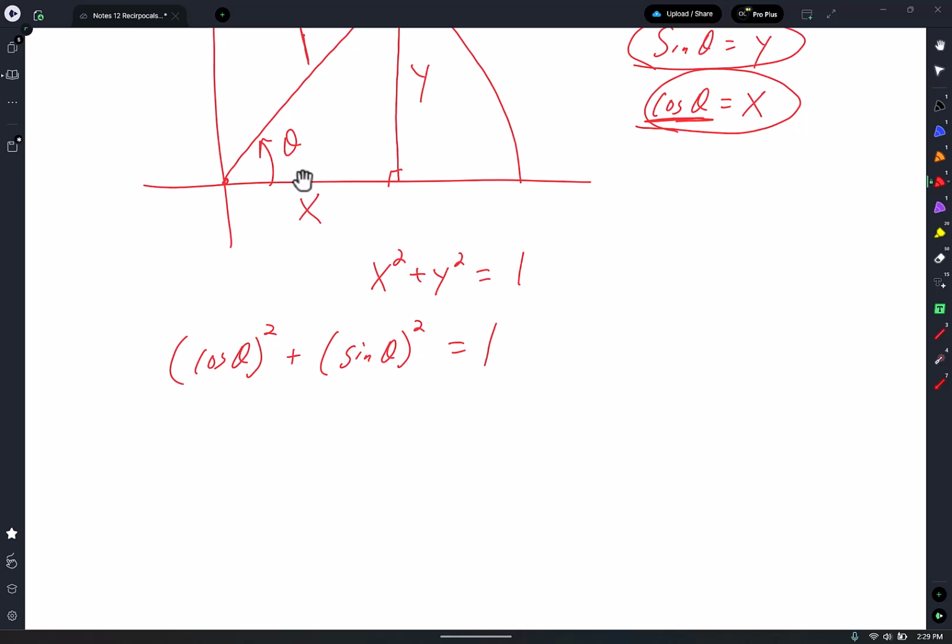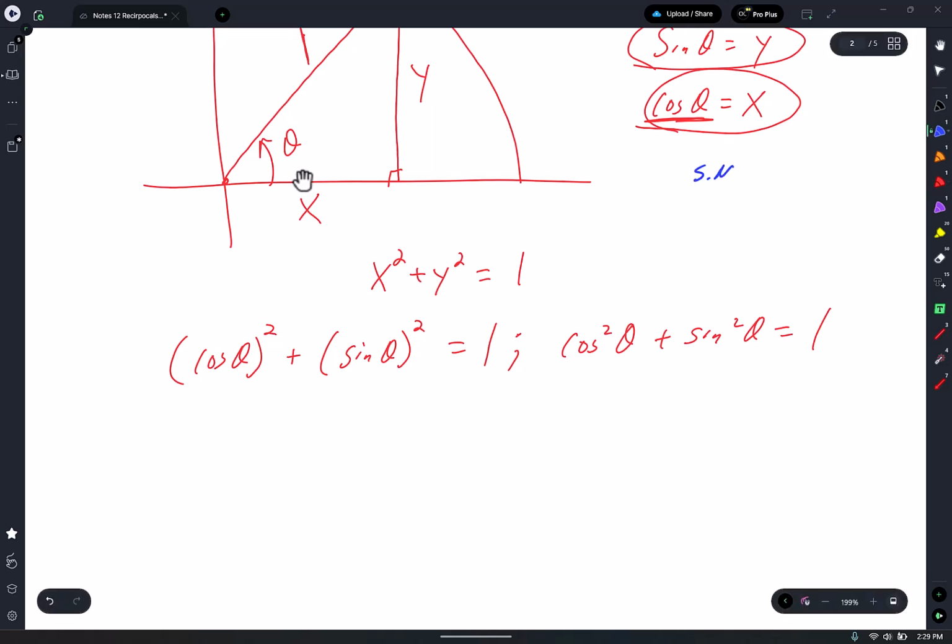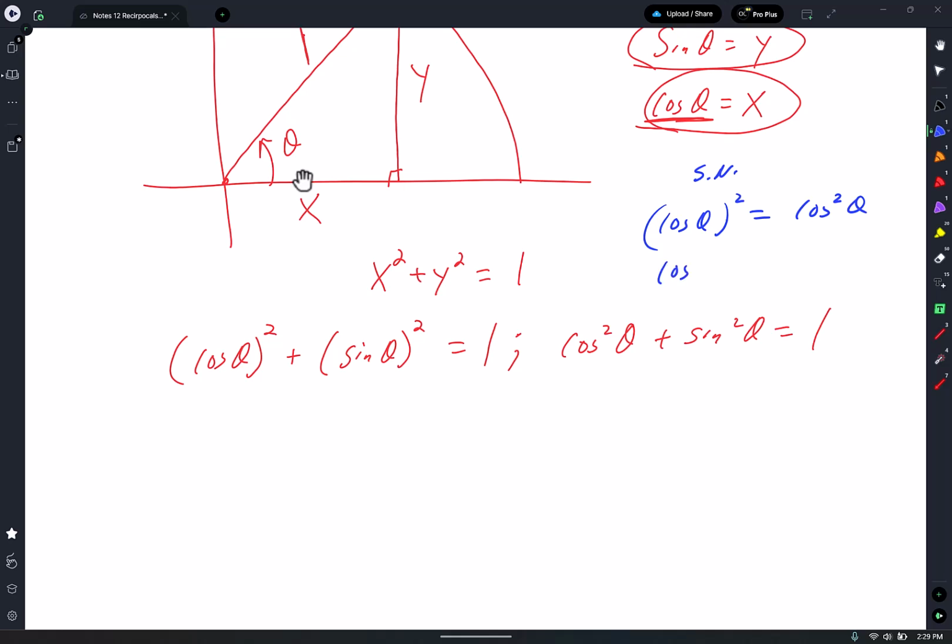You're not going to see it written that way. Most of the time, it's going to be written like this: cosine with a square on the s, theta, plus sine with a square on the n, theta, equals 1. What that means, cosine theta with the whole thing squared, means cosine squared theta. That's all it means.